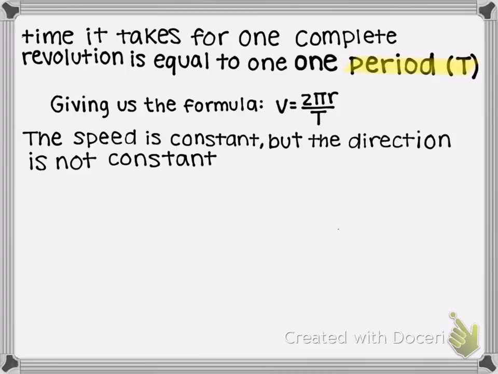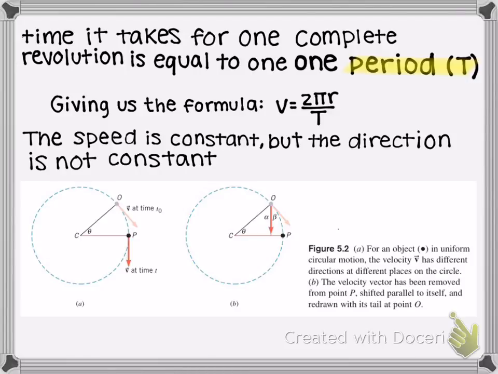So the speed is constant, but the direction is not constant throughout uniform circular motion. Here's an example. The uniform circular motion at velocity v has a different direction at each place on the circle. The velocity vector has been removed from point P, shifted parallel to itself, and is rejoined with its tail at point O. You notice how at every point the velocity changes.